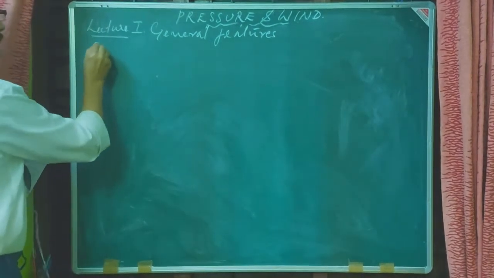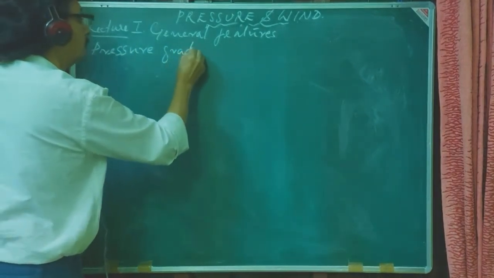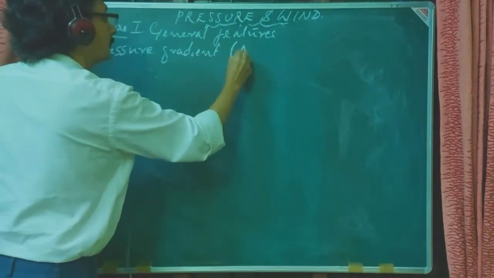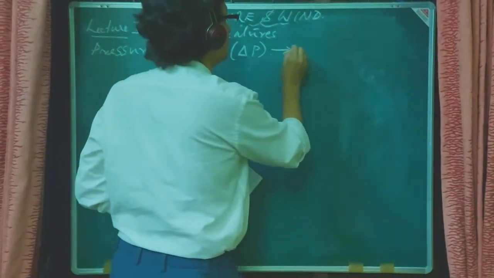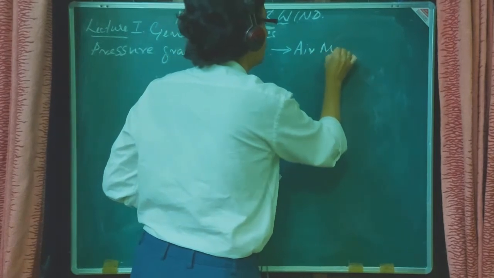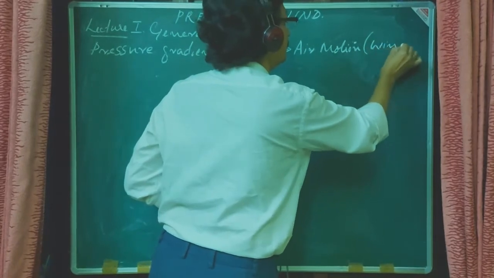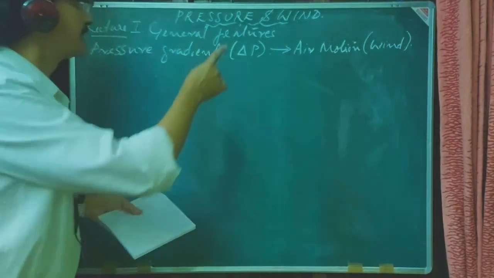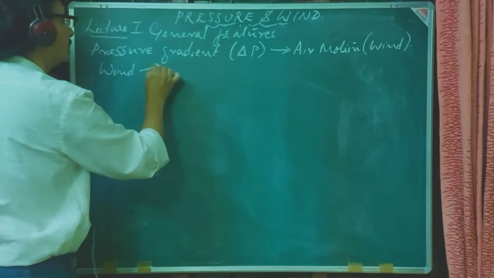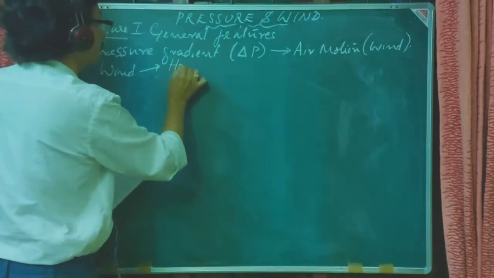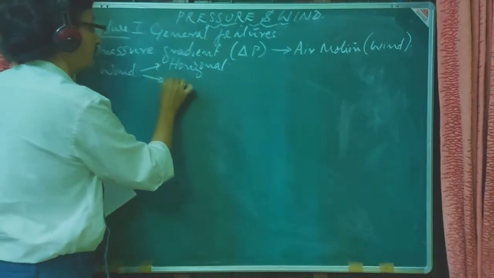Pressure gradient. Let it be delta P, which gives air motion, and air in motion is called wind. This air motion or wind can be in the horizontal as well as in the vertical direction.